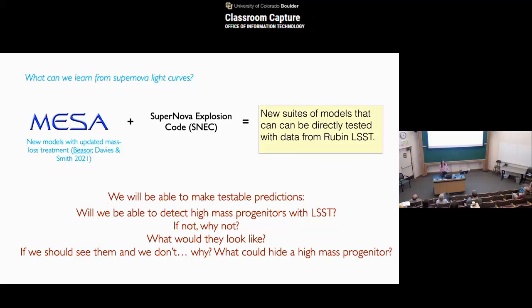And if we should see them and we don't see them, why? Is it that we are actually seeing the threshold for black hole formation? Is this the lower limit of where that starts? What else could hide a high mass progenitor? Again, there's binaries, there's all sorts going on. There's a lot of things that we will be able to tie down using things like population synthesis and these models.